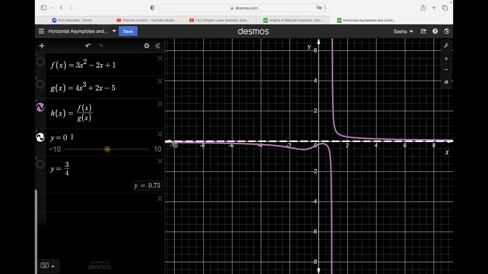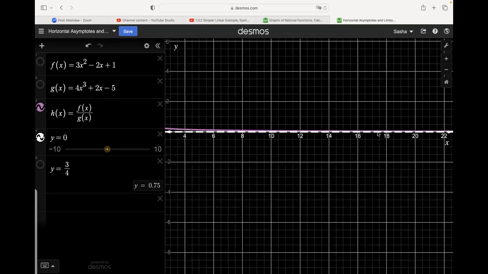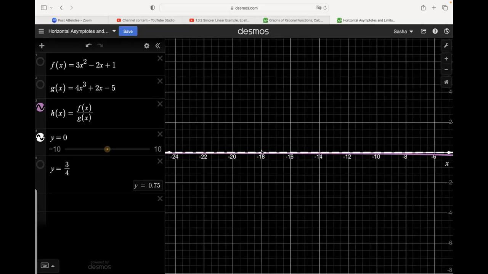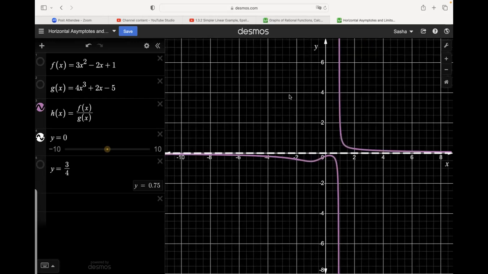And I graphed the line y equals 0, which is just the x-axis. And we can see that as x goes to positive infinity, that graph gets closer and closer to the x-axis. And as x goes to negative infinity, that's farther to the left, the y values get closer to the x-axis. So it's exactly what we would expect.